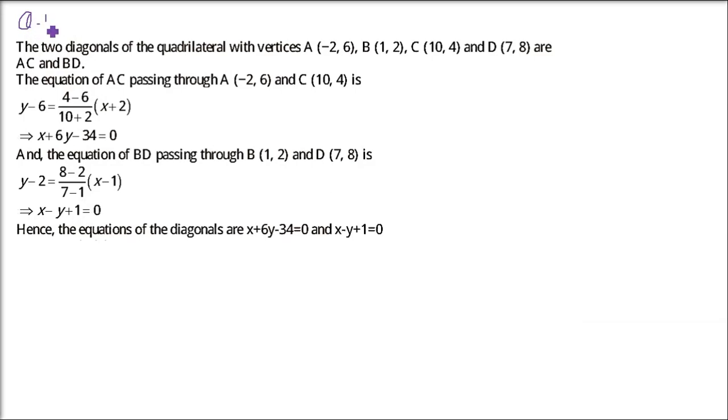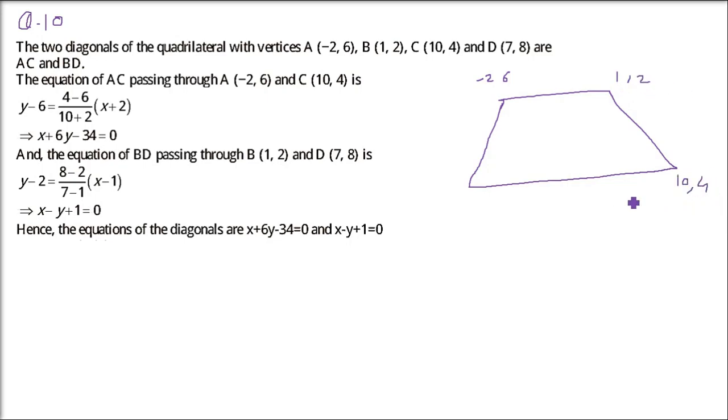This is question number 10. The vertices of a quadrilateral are A, B, C, D. Find the equation of its diagonal. This you can do easily. I'll just give you an idea. So this is a quadrilateral. I don't know if it is a rhombus or a rectangle. I'm just writing the points arbitrarily. A is minus 2, 6, B is 1, 2, C is 10, 4, D is 7, 9, 7, 8. These are the 4 points we have.